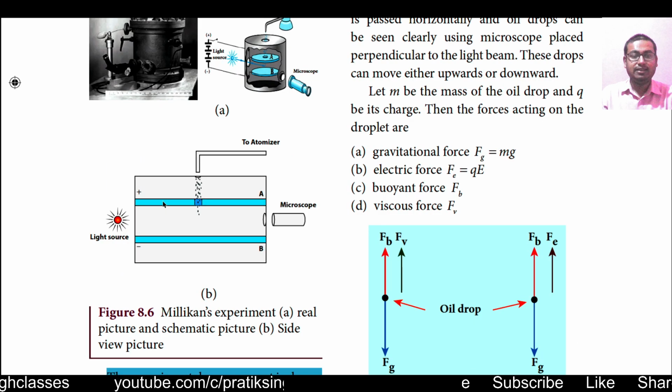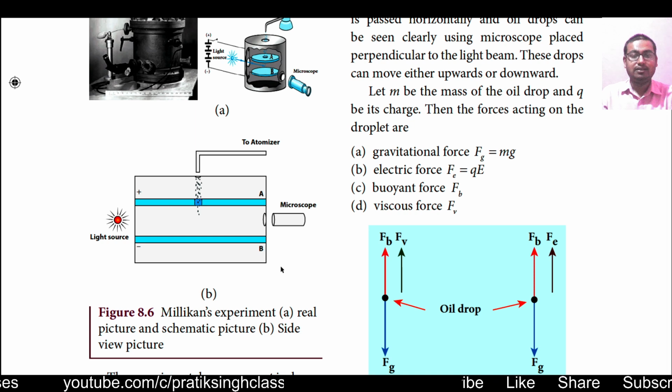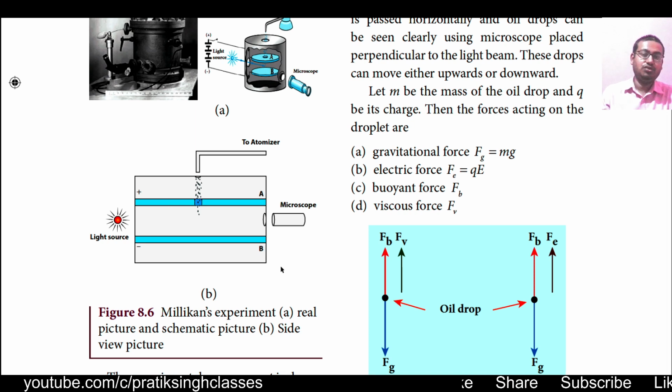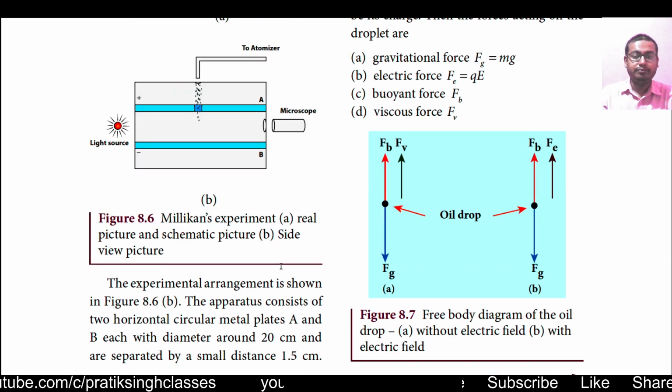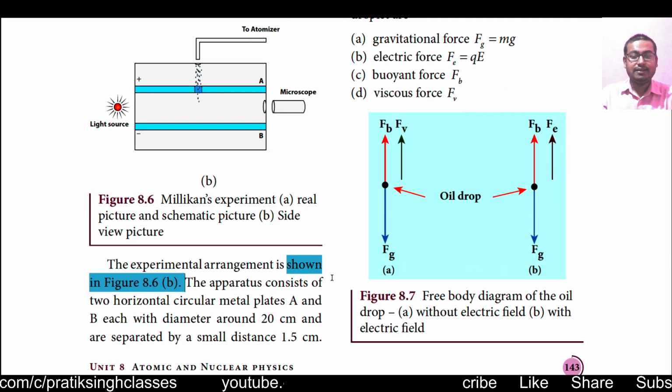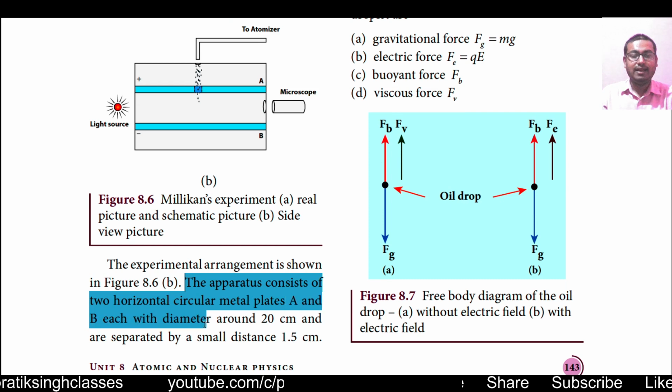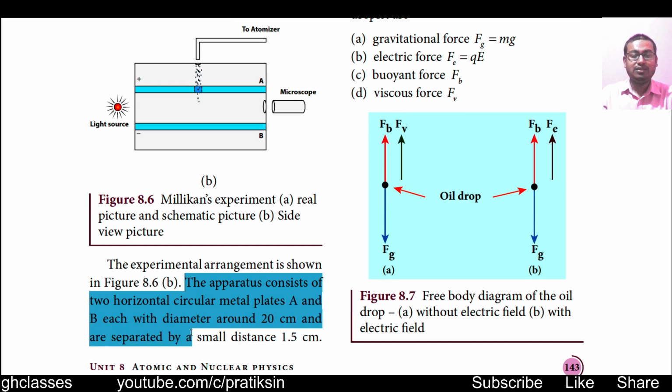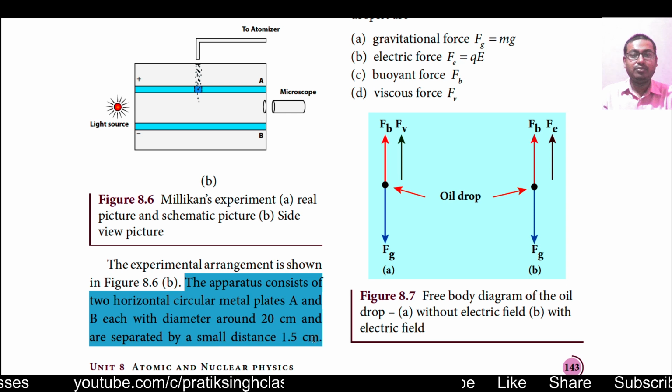As you can see here, this is the experimental setup, given in figure 9.6 in the new book of year 2021. The apparatus consists of two horizontal circular metal plates A and B, each with a diameter of around 20 centimeters and separated by a small distance of 1.5 centimeters. Here you can see that plate A is circular in shape, just like a circular lamina, and plate B is also circular, whose diameter is 20 centimeters, and the gap between plate A and plate B is just 1.5 centimeters.